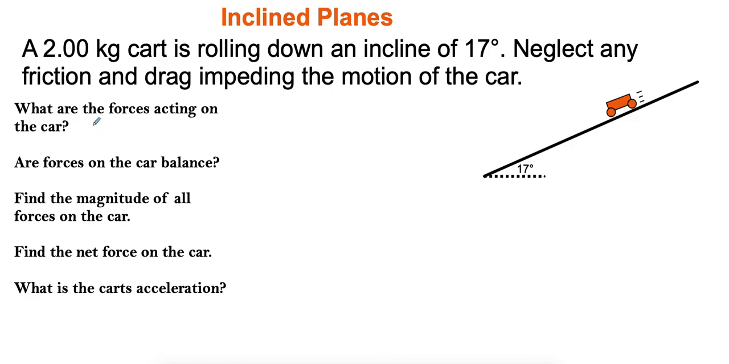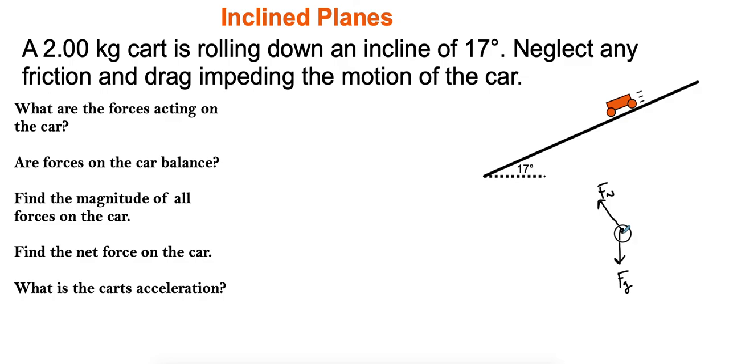Okay, so on to the stuff that's a little bit more difficult. So we have a 2 kilogram cart rolling down an incline of 17 degrees, neglect friction and drag impeding the motion of the car. So what are the forces acting on the car? Well, let's draw a little free body diagram here. So we got gravity, and then we have normal force, and do we have any other ones acting here? It says neglect friction and drag. So no, those are the only 2 we have.